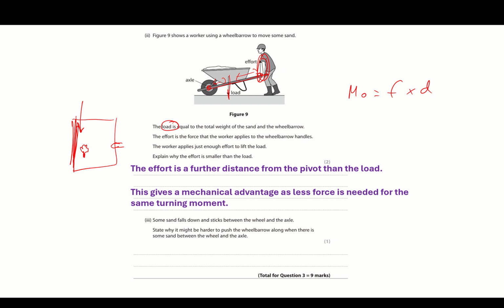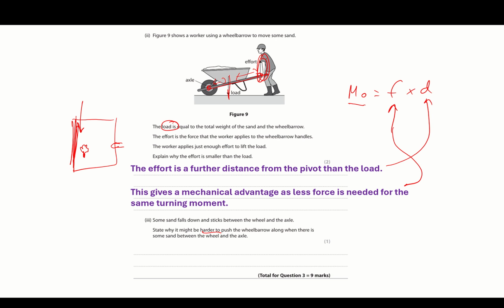Again, it's just one of those questions where you get your formula and try to work out what's going on. And we know that the moment is force times distance. Talk about that. Done. Some sand falls down and sticks between the wheel and the axle.